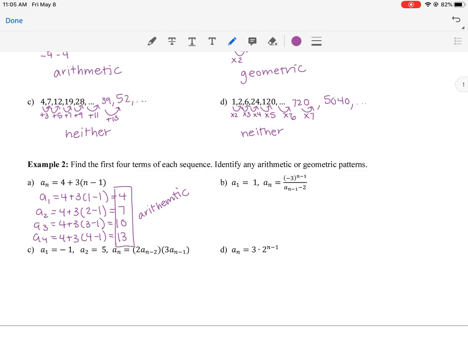These next two are a little bit trickier because we call these recursive equations. So it means that we're going to have to base it off the previous term. So our first term is 1, but now we want to find the next 3 terms. So it told us that a sub 1 is 1.